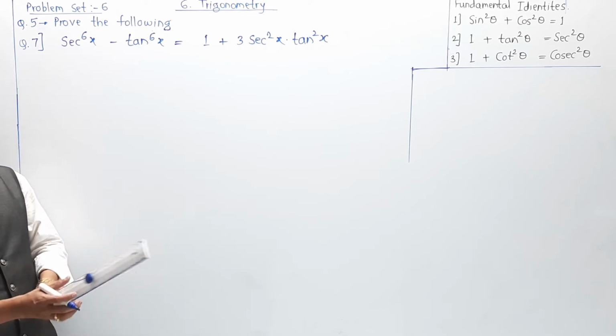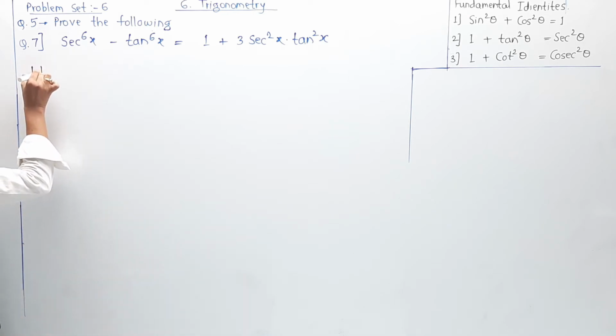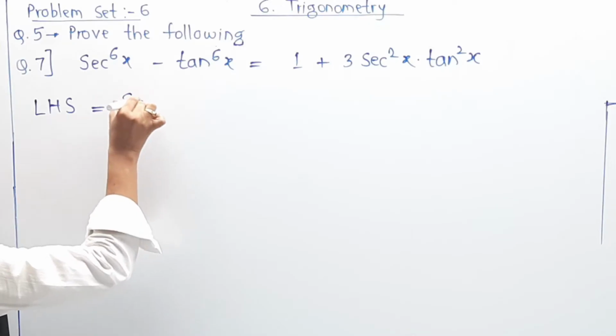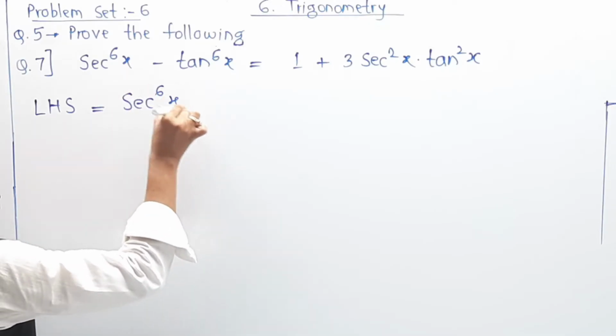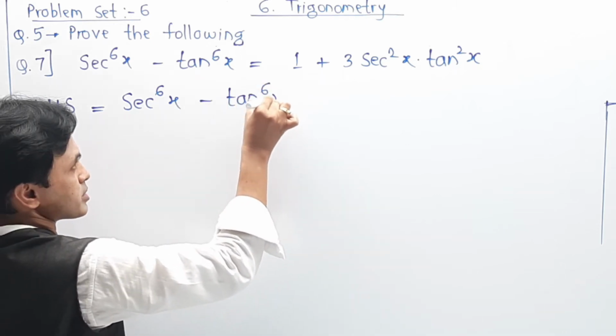And the part is, here they have given an LHS. So first of all, I am going to write the LHS. And the LHS is sec raised to 6x minus tan raised to 6x.